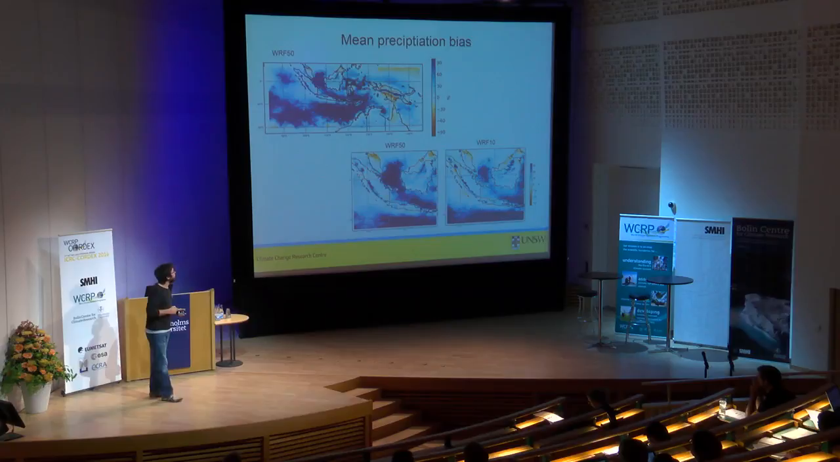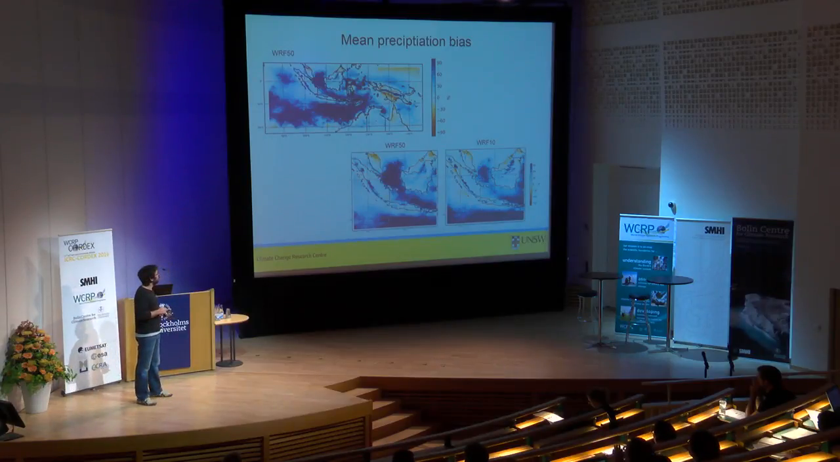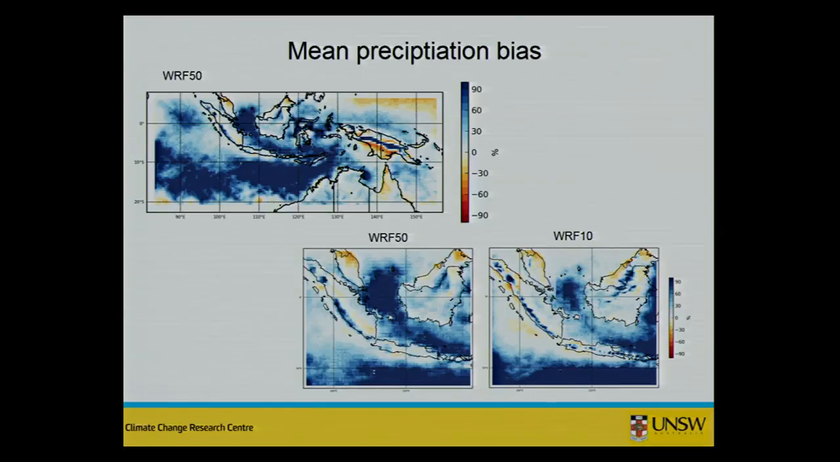So these are the mean precipitation biases of WRF in this region. And this is at 50 kilometers. We have a very strong positive bias over the ocean, and it's not doing so badly over the land areas. If we zoom into the 10-kilometer domain, we see, of course, the same pattern with this wet bias over the ocean, and a slight improvement in the 10-kilometer. But there's really no difference over land. There's not really a big improvement over land in this area.